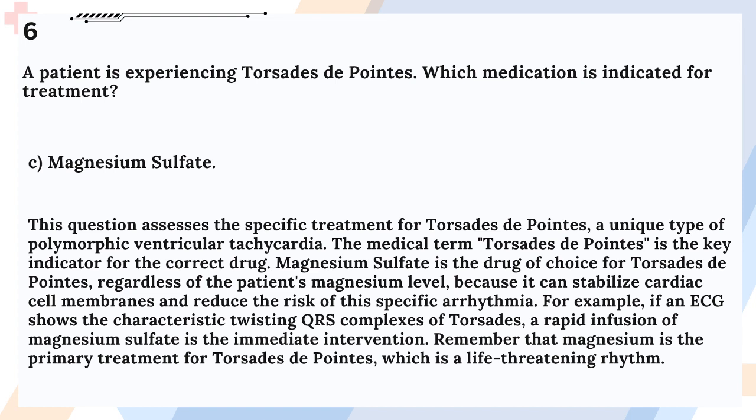For example, if an ECG shows the characteristic twisting QRS complexes of torsades, a rapid infusion of magnesium sulfate is the immediate intervention. Remember that magnesium is the primary treatment for torsades de pointes, which is a life-threatening rhythm.